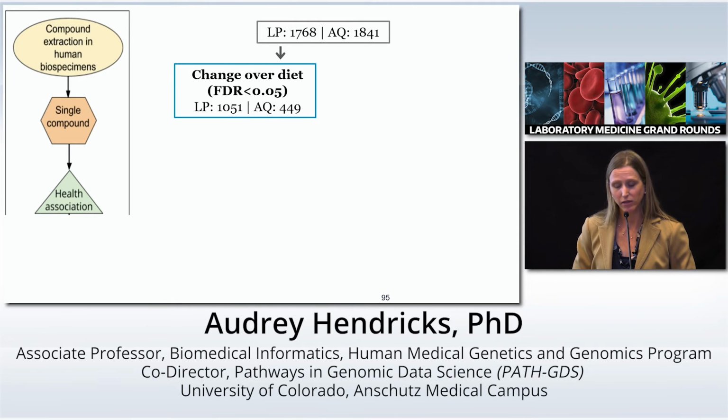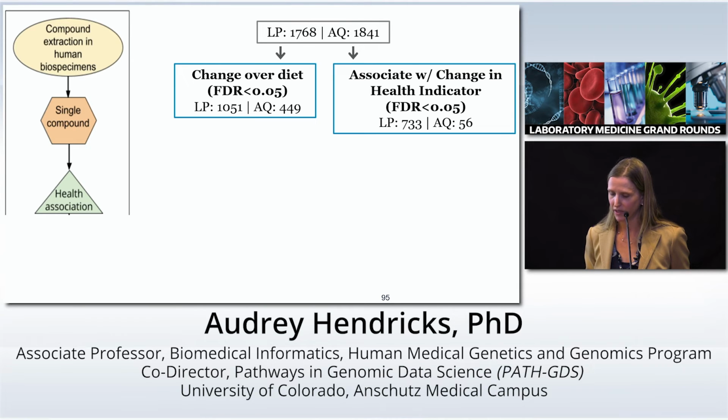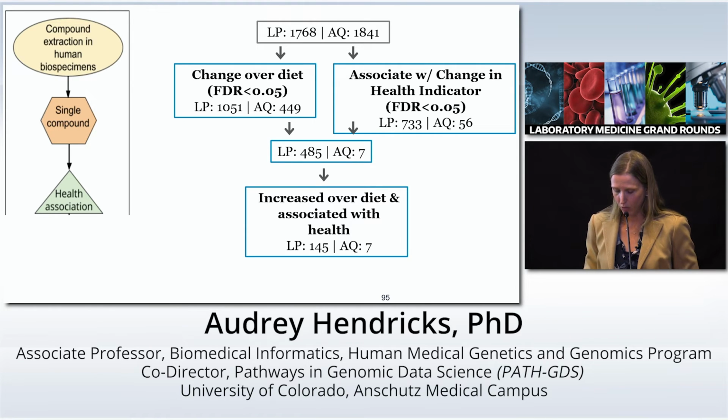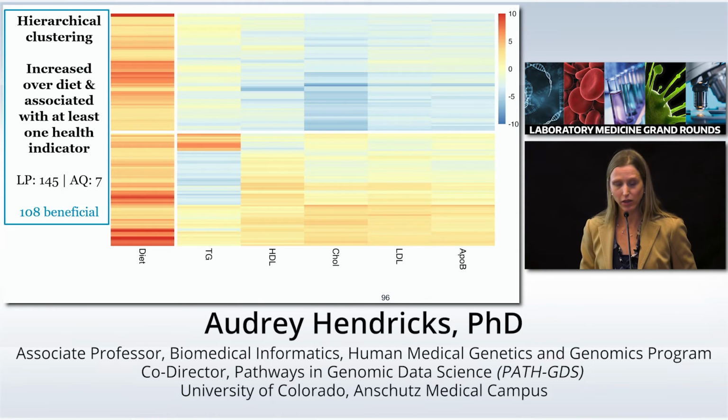We first looked at compounds that significantly changed at a false discovery rate over diet, and we also looked at compounds that are associated with a change in health indicator. We brought those together and we identified 485 compounds that both changed over diet and were associated with a change in health indicator that were lipid, and 7 from the aqueous. Now we wanted to focus a little bit more on compounds that increase over diet that are associated with med. We looked at these in a little more depth, and of these we had 108 that we would consider had a beneficial relationship or change with health indicator.